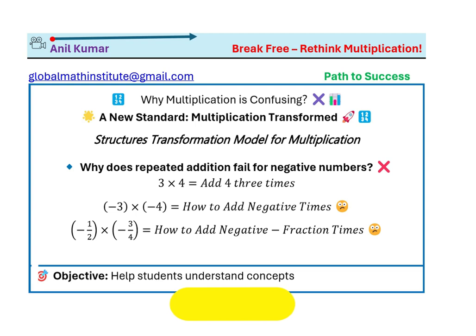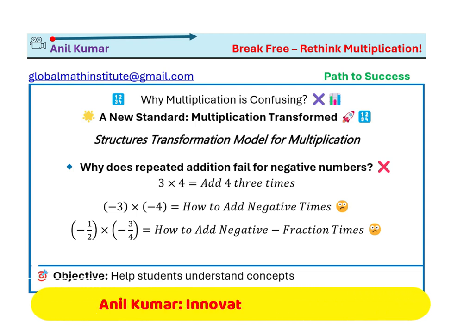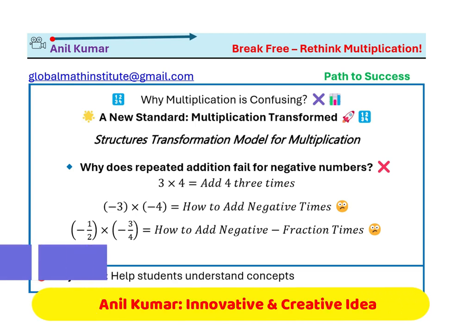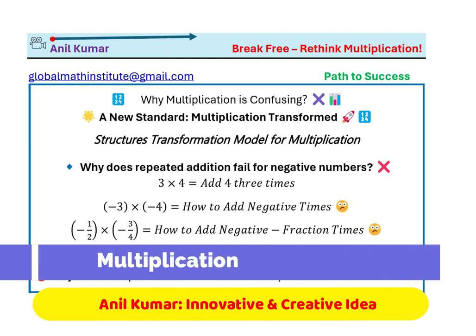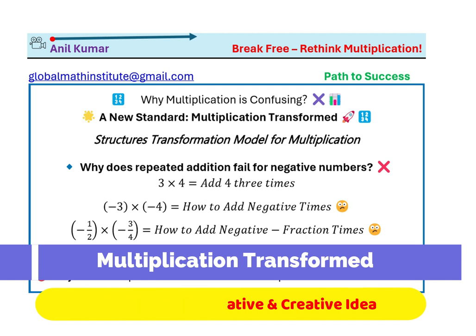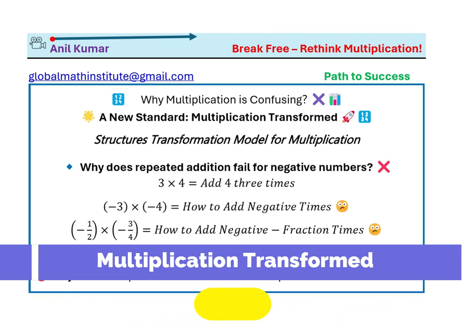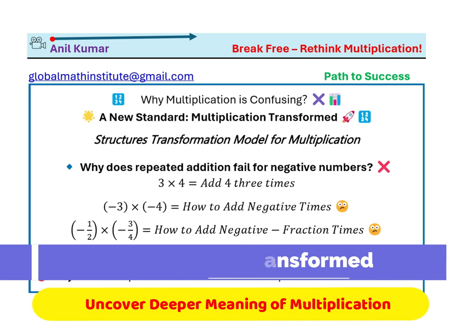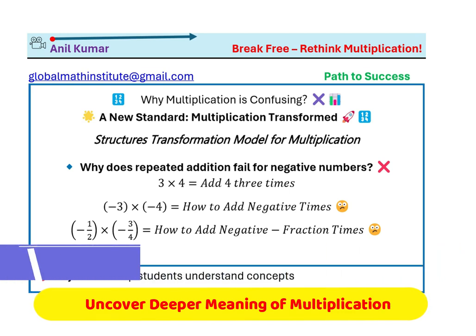Why multiplication is confusing, especially when it comes to multiplying integers and fractions. Multiplying with negative numbers indeed is a major problem. The root cause is our thought process, which tells us that multiplication is only repeated addition. It is a form of repeated addition engraved in our minds, which actually creates this problem.